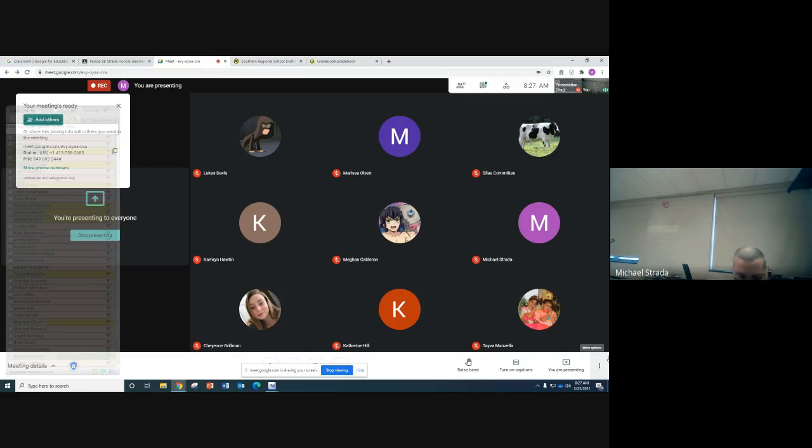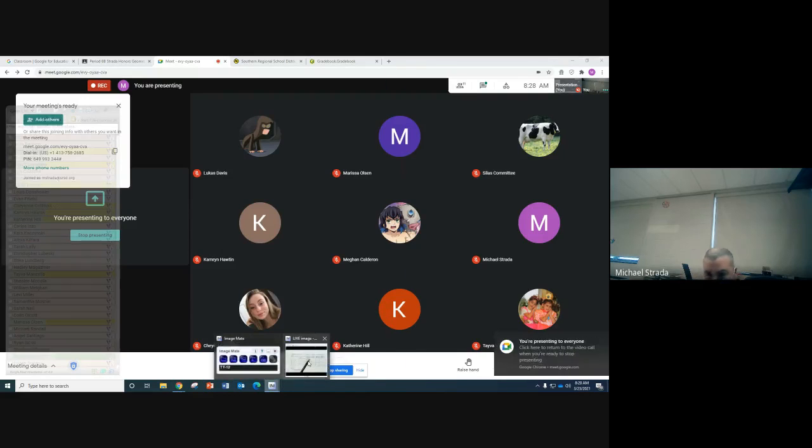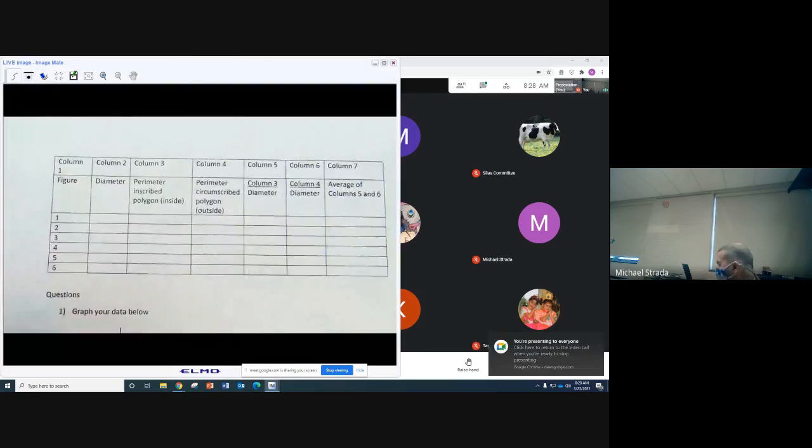All right, now, here's what happens, and I want to make sure we understand the columns. Column 1 is just the figure. Column 2 is your diameter. Column 3 is the perimeter of the inside one. Column 4 is the perimeter of the outside one. Now this is, oops, hold on. There we go. All right.